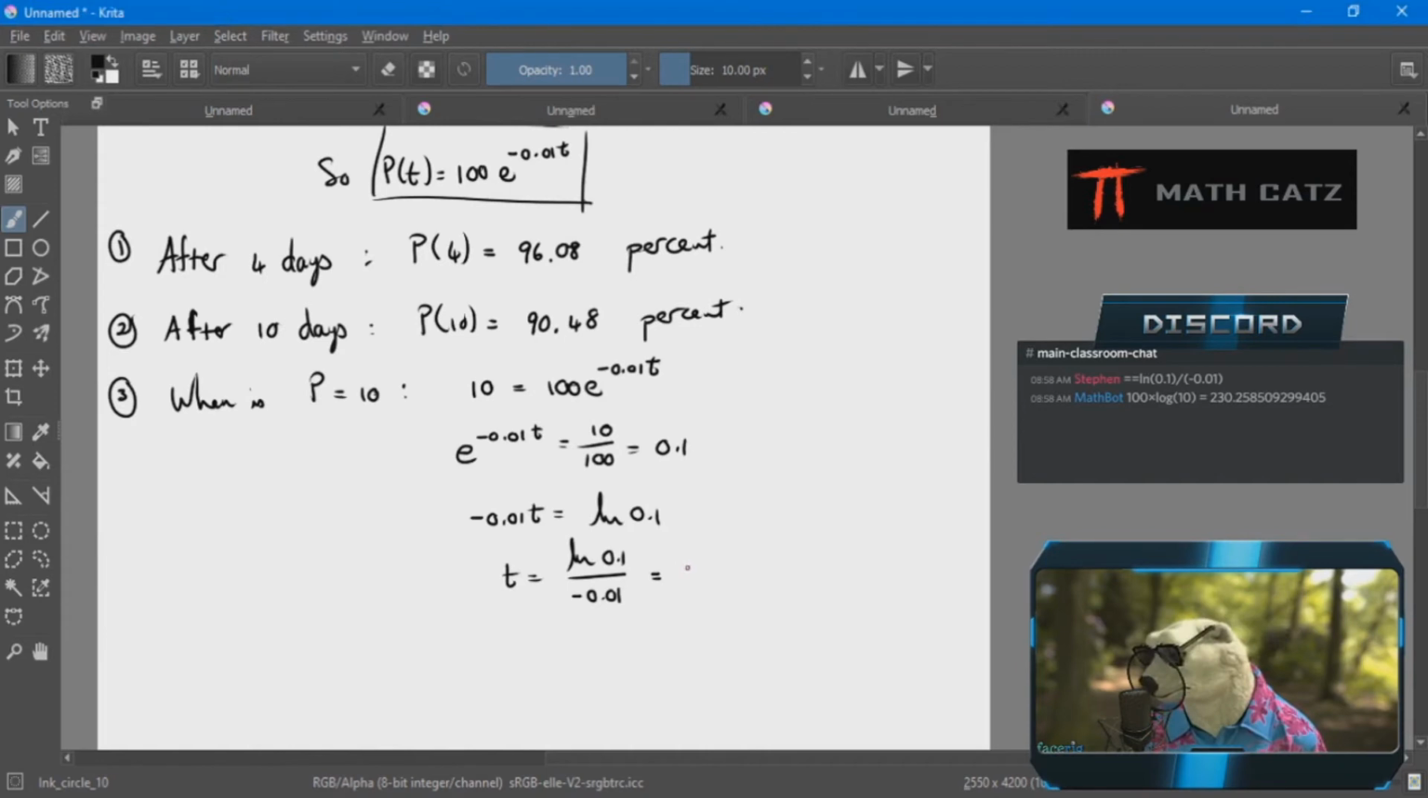And we get 230.26, let's say. So t is in days, right? So if they are aiming for safe milk at 10% of the radioactive substance, or the radioactive substance decreased to 10% of its original amount, then it'll take around 230 days.